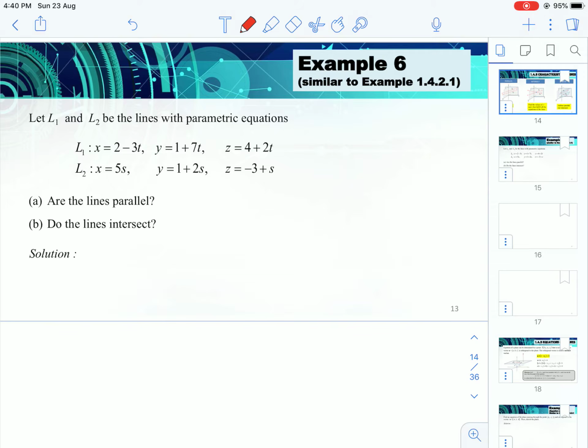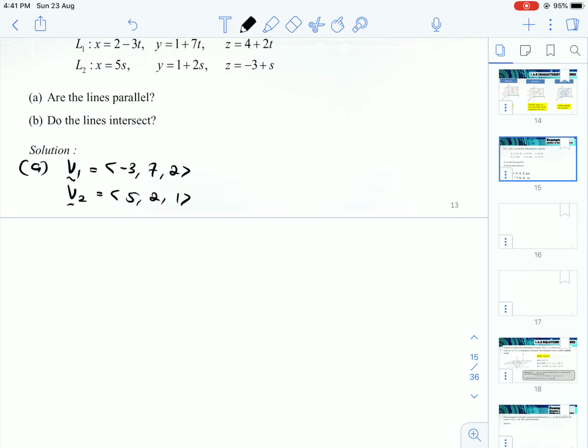Example 6, we have line L1 and L2. First, are the lines parallel? Let us solve question A first. So V1 is (-3, 7, 2), and the parallel vector for the second line is (5, 2, 1). If you notice here, there is no factor such that V1 is equivalent to kV2, right?